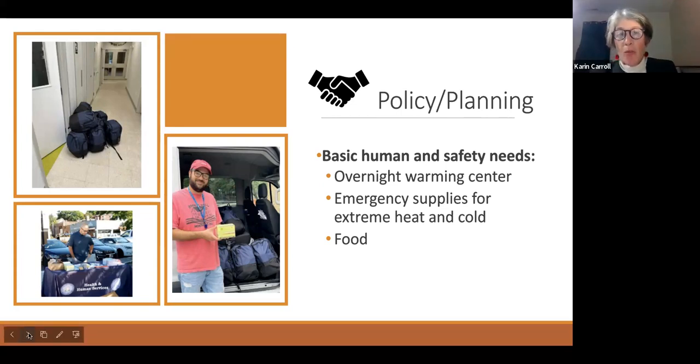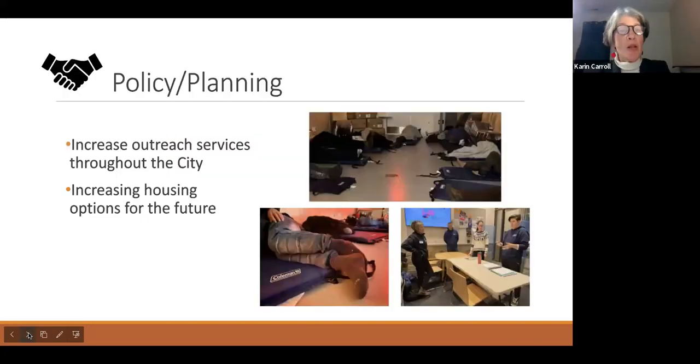We're also partnering with our colleagues at the Somerville Homeless Coalition to explore using city-supported ARPA funds for a shower van that would further provide basic human and sanitation needs for this population. Next slide. In the policy planning phase of the framework, we aim to do two things: increase the outreach of the services throughout the city.